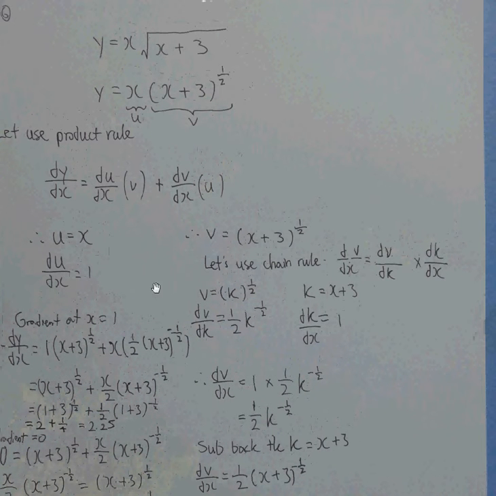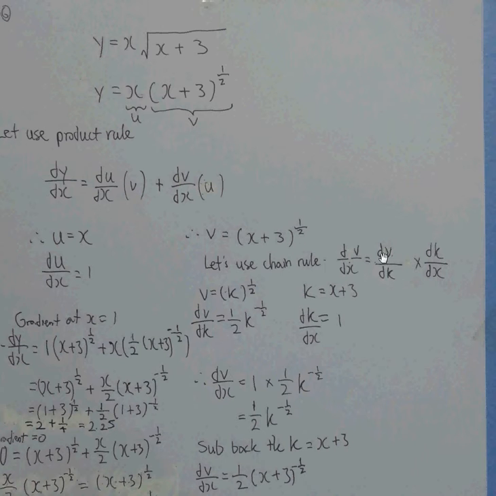Alright, that's done for u. So we already have du over dx, and we already have u, which is x. And we have v, but for v this time we need to use the chain rule. What is the chain rule? We treat what is inside the bracket as k, so k equals x plus 3, and v equals bracket k bracket to the power half.